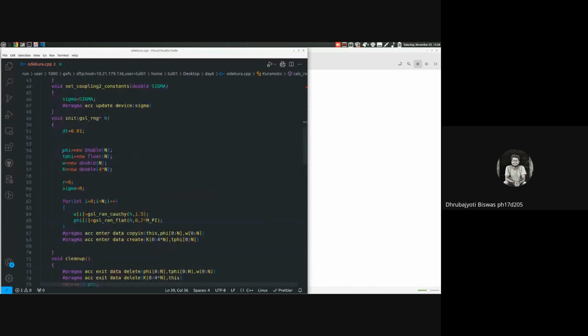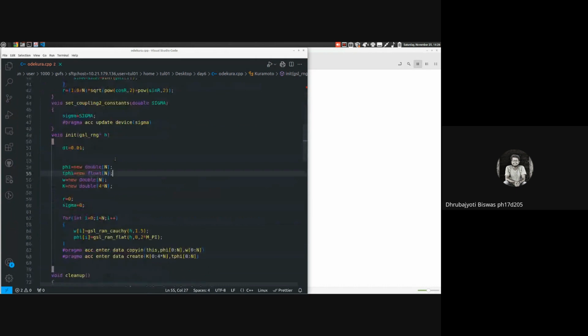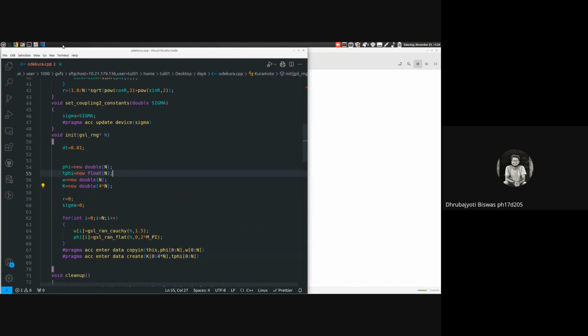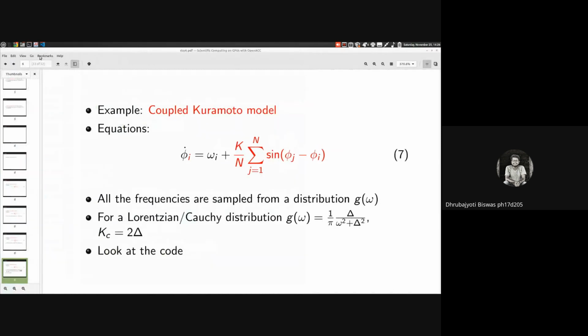I have initialized my variables using double and float, and since the system size is n, I have used arrays of size n, and the k. Now let's come to this k. Why is it 4 into n? That is because if I go back to my previous slide, how do I go? One second, where is it?